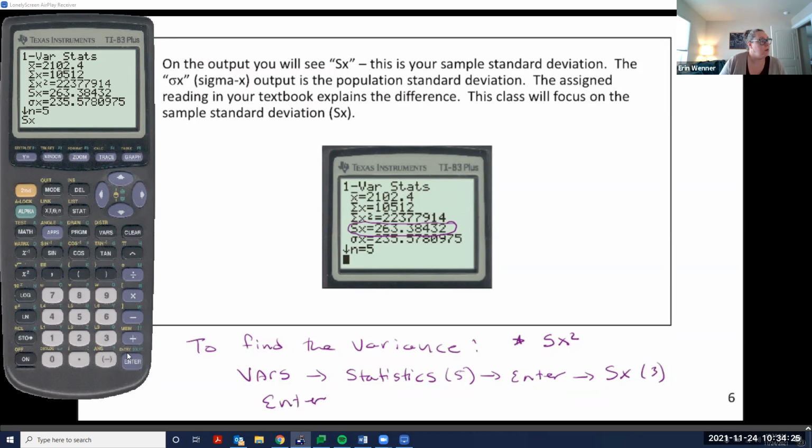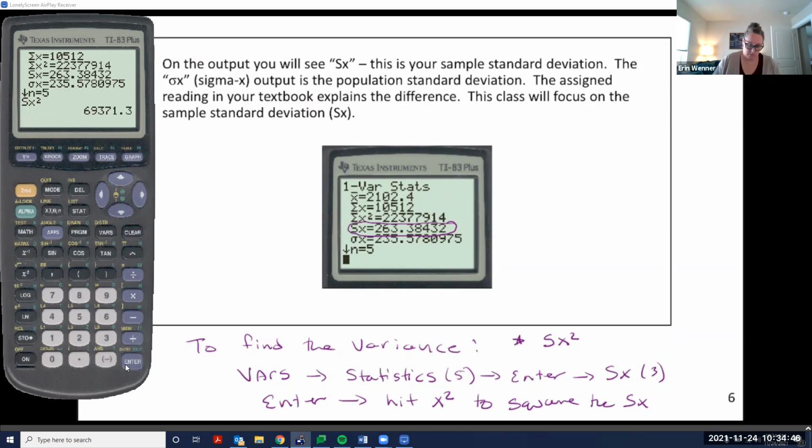And then before we do anything, we're going to do the squared key. So we'll hit that, and then we press enter. And then we get the variance, and it spits it out for us. So our variance here is 69,371.3.